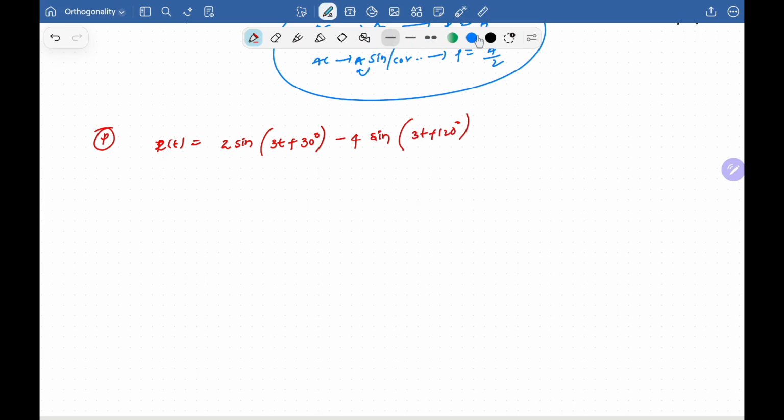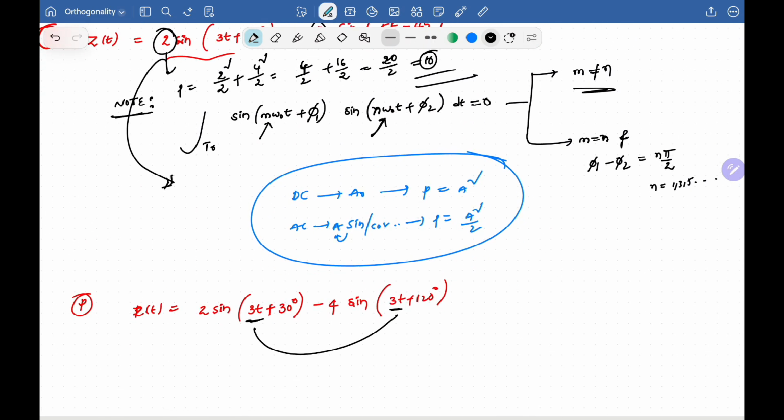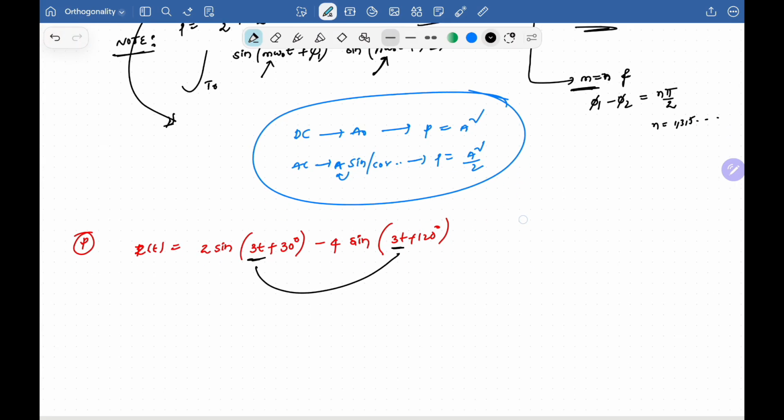Here is a question. Here the frequencies are equal. Equal means it is violating that first condition, right? This condition is getting violated. Then what can you do? You can go for the second one. Here the frequencies are equal, so you have to check the phase. If the phase is not satisfied, then the answer is 0. But let us look into this question. The phase difference is 120 minus 30, which is equal to 90. So 90 degrees, it is satisfying.